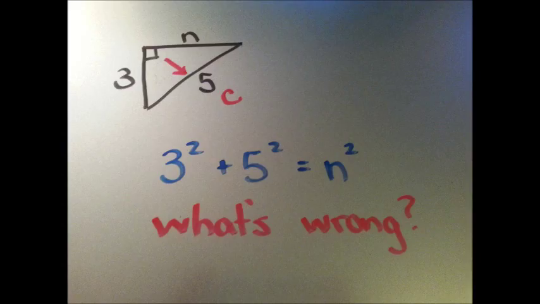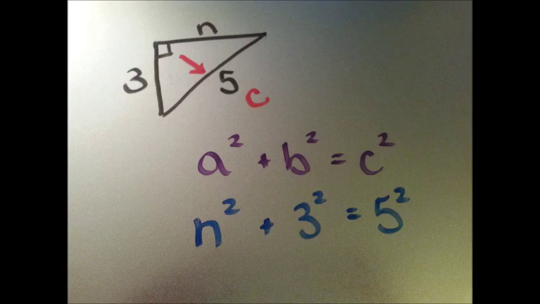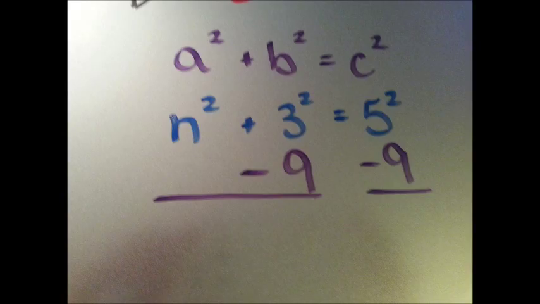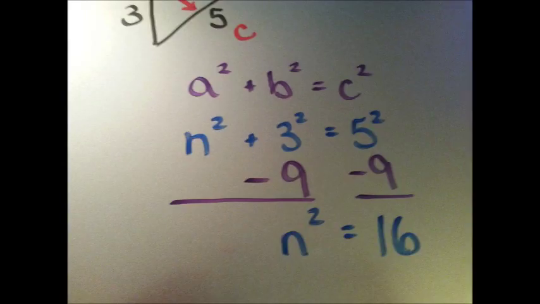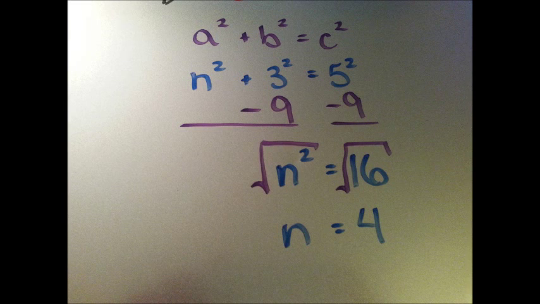What went wrong here? We filled the 5 into the wrong part of our Pythagorean theorem. So when we look at our a squared added to b squared is equal to c squared, we're going to make sure that the 5 squared is on the side of the equal symbol all by itself. So now we can figure out that 3 squared is equal to 9 and 5 squared is equal to 25. In order to solve this equation, we'll subtract 9 from each side. We find out that n squared is equal to 16. To undo squaring, we take the square root of each side, and n must be equal to 4.